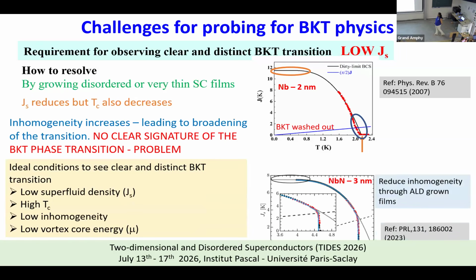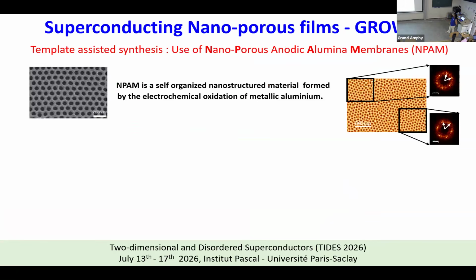So we say that the ideal conditions to see a clear and distinct BKT transition are to have a low superfluid density, or superfluid stiffness, a relatively high TC, and low inhomogeneity. And this was actually shown, again, I refer to this work, in niobium nitride films where the inhomogeneity of the films was reduced by the atomic layer deposition technique. And there they observed very clear and distinct phase transitions at the BKT temperature.